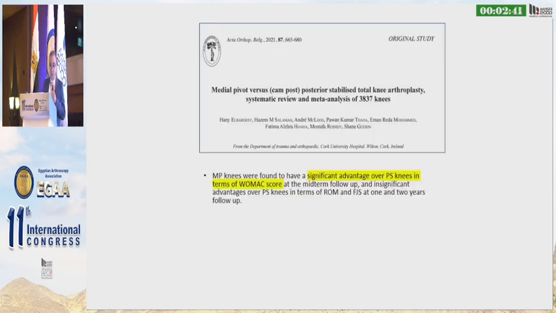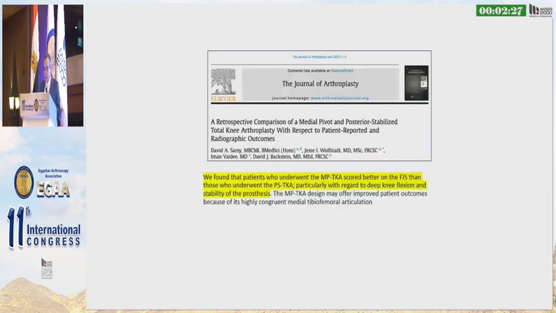Does it work in reality, in vivo? Yes. This is the support of the publication. We can see in this publication a significant advantage over the PS knee in terms of WOMAC score. In another publication from the Journal of Arthroplasty, we found that patients who underwent medial pivot total knee replacement scored better on the Forgotten Joint Score than those who underwent PS total knee replacement.